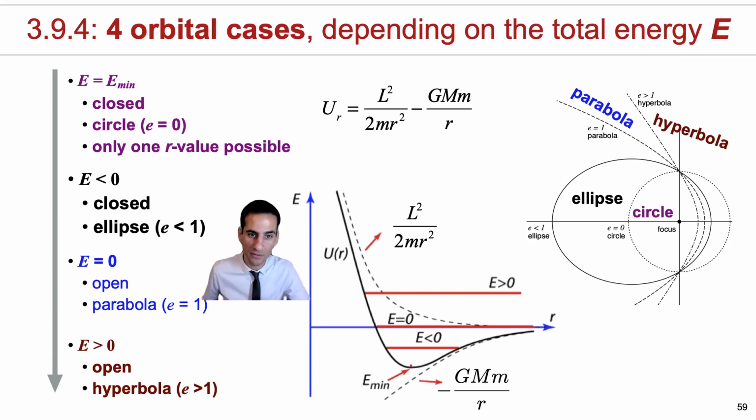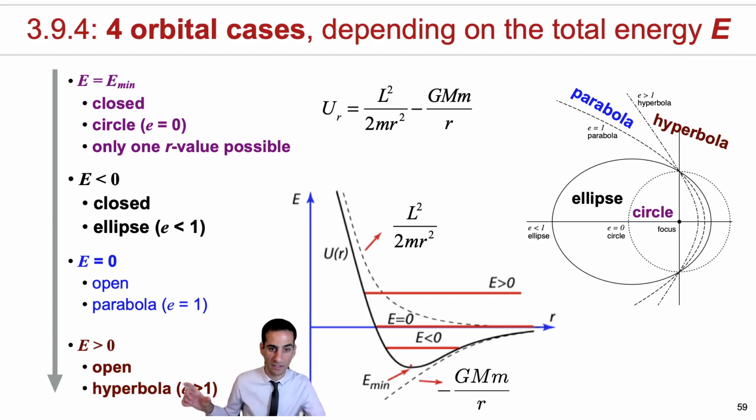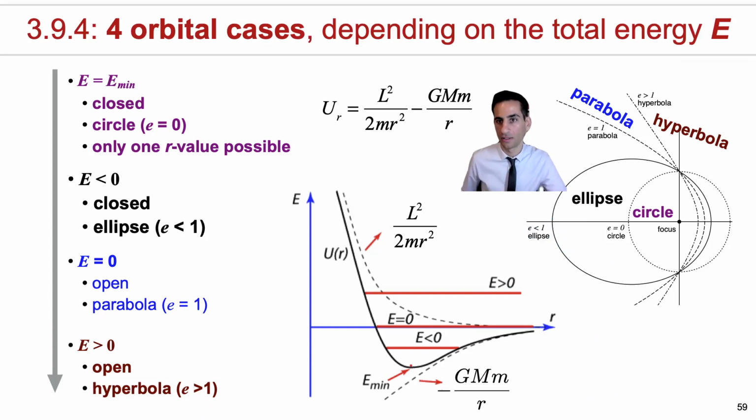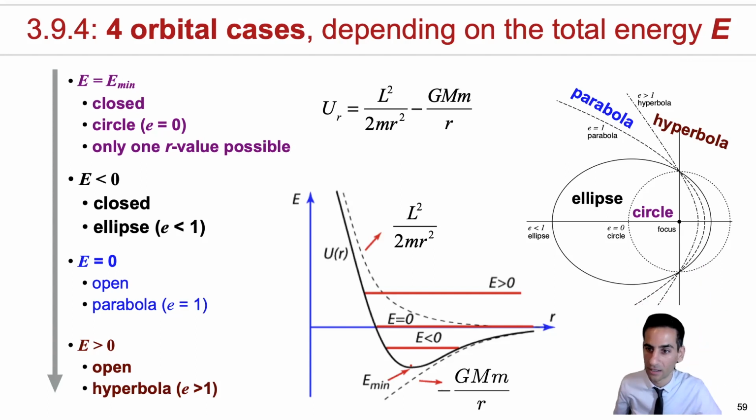Once you achieve an energy of 0, then you start having an open parabolic orbit with eccentricity of 1. You achieve this if your velocity is exactly the same as the escape velocity. And if you exceed the escape velocity, then you have even higher eccentricities, and you have definitely an open orbit. And you can also see how these different orbits compare around here, from a circle, to an ellipse, to a parabola, and a hyperbola.